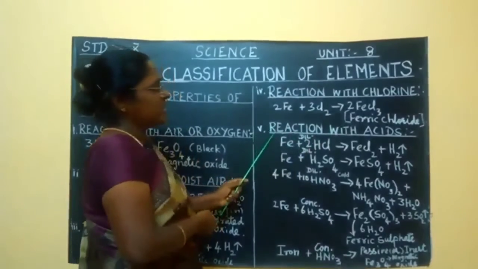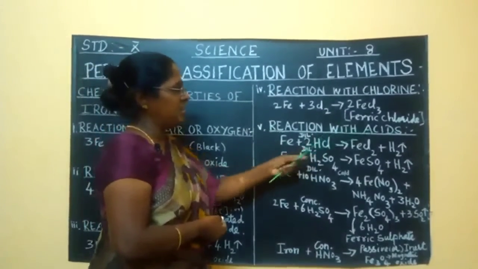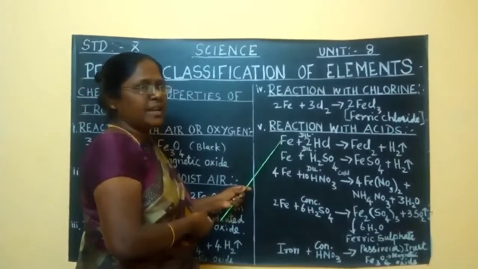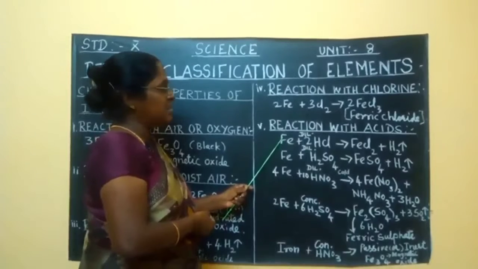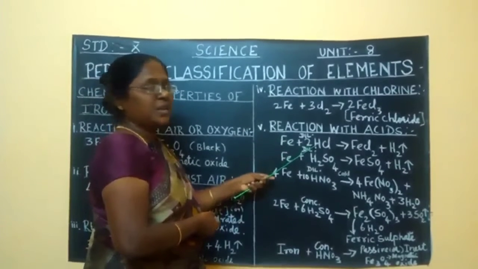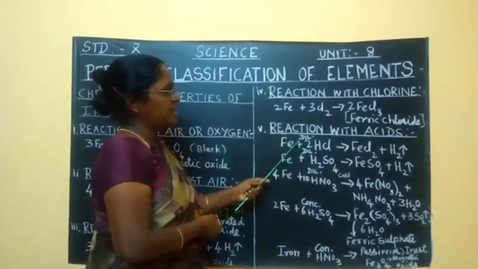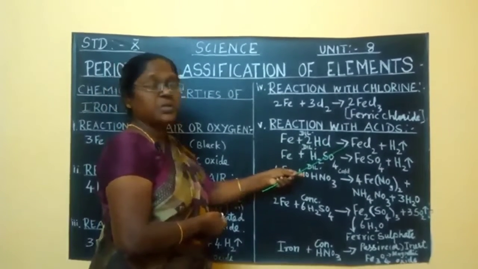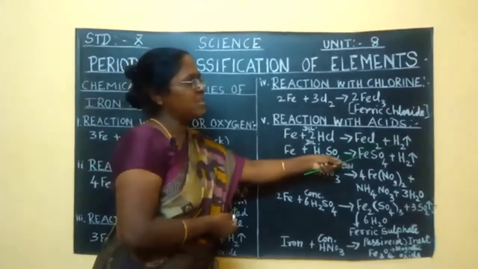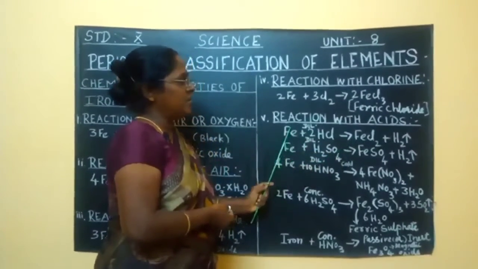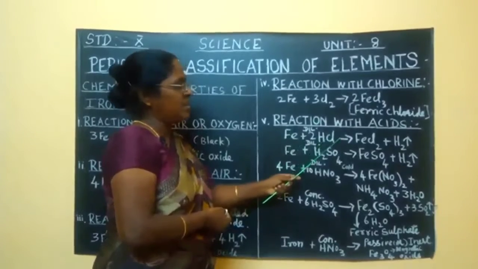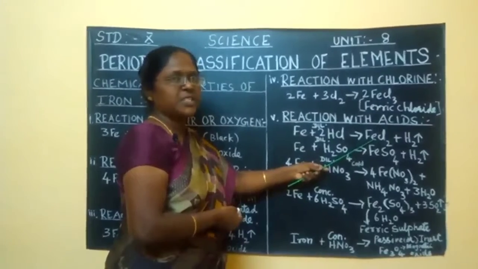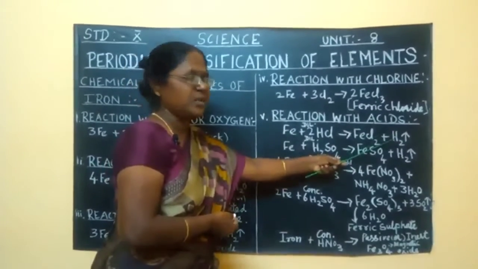The next one is reaction with acid. Here iron is reacting with dilute acids. First we'll take hydrochloric acid. Iron is reacting with dilute hydrochloric acid. It produces ferrous chloride plus hydrogen gas. So Fe plus HCl forms FeCl2. FeCl2 means ferrous chloride, plus hydrogen is liberated.